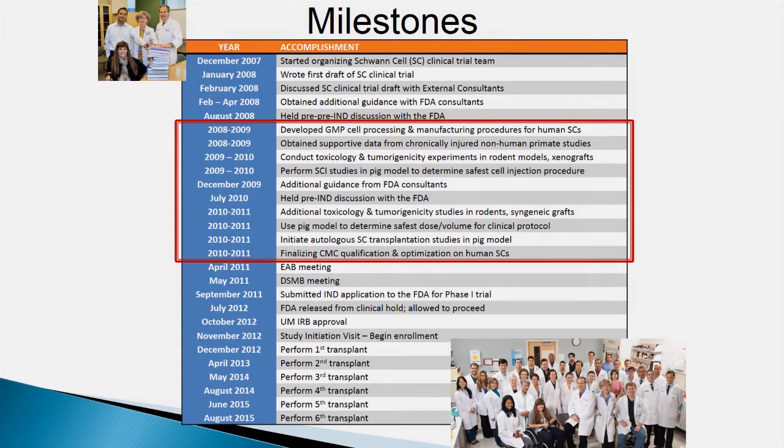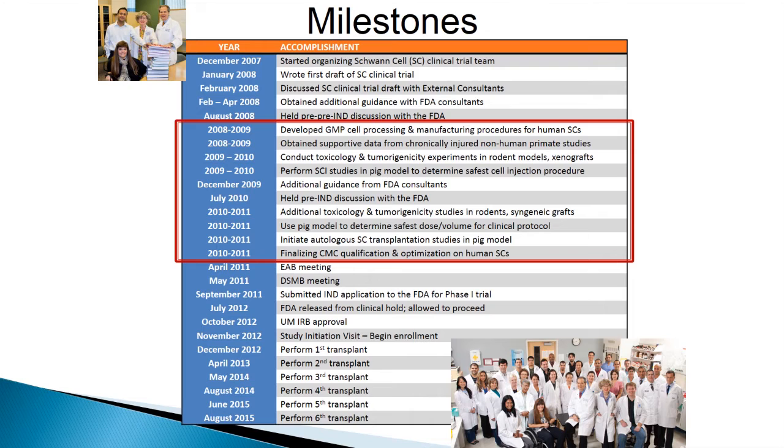And so the FDA informed us that we needed to get some good manufacturing process and manufacturing procedures for human Schwann cells so that they could be transplanted into people. We needed to conduct some toxicology and tumorigenicity experiments. And we also needed to do some additional toxicology in our pig model to really evaluate the safe dose and volume for the clinical protocol.